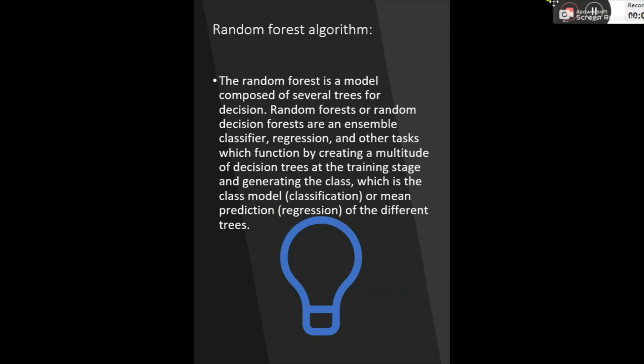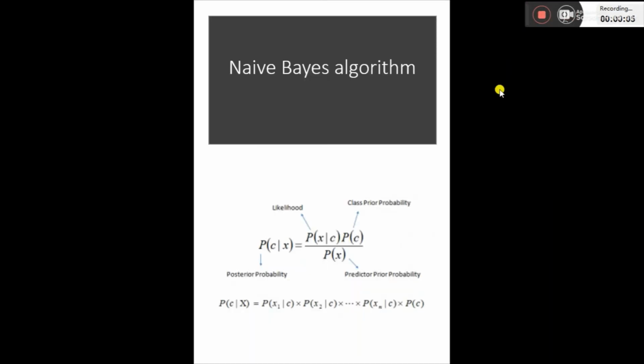Now the random forest model. Actually, random forest model is the updated version of the decision tree model. The random forest model is a model composed of several trees for decision. That means it's a multiple decision tree. Random forest or random decision forest is an ensemble method for classification, regression or other tasks which functions by creating a multitude of decision trees at the training stage and generating the class model or mean prediction of the different trees.